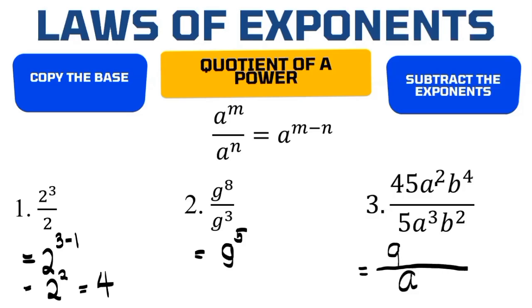So, para mas madaling tandaan, kung saan mas malaki ang number, doon po isusulat ang sagot. Okay? Then, 4 minus 2. 4 minus 2 is 2. And 4 is written in the numerator, so doon natin siya isusulat. Therefore, the answer to number 3 is 9b squared over a. And if the exponent is 1, no need to write the exponent, just the base.